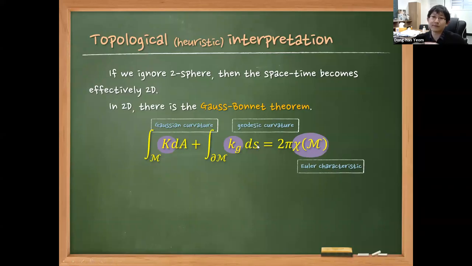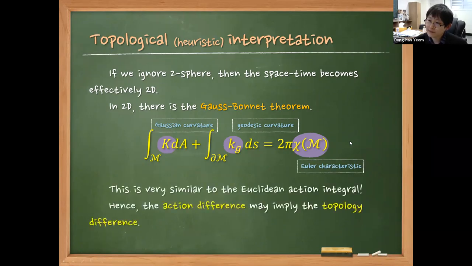Gauss-Bonnet theorem describes the global structure of the two-dimensional manifold. Even though all contributions, K and k_g, are local quantities, if you sum over all of them, then you obtain the Euler characteristic, which is a topological number, a global thing. This is very similar to the Euclidean action integral, because the Euclidean action has two parts: the bulk part and the boundary part, the extrinsic curvatures. If you ignore the two-sphere, it is very similar to the Gaussian curvature and geodesic curvature. I don't know how to match this mathematically exactly, but intuitively it's very similar to the Euclidean action integral.